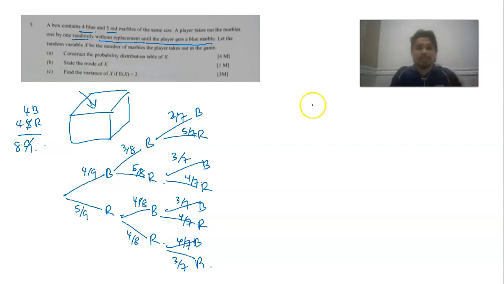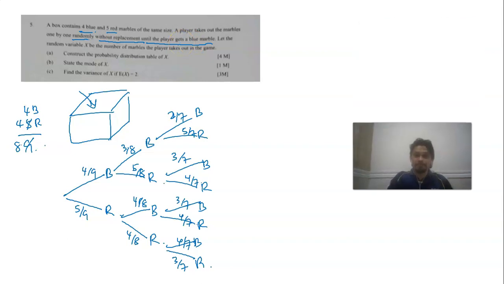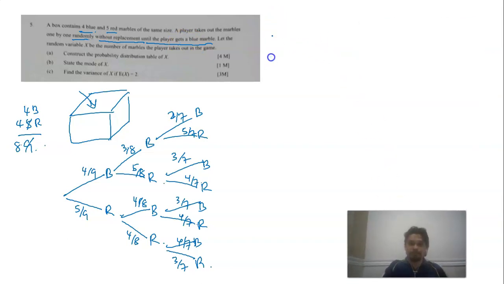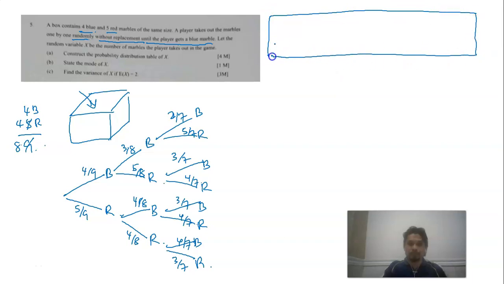Okay, so the key is that a player takes out the marbles one by one randomly without replacement until the player gets a blue marble. It's quite tricky, but I hope that all of you understood my explanation of this part of the question.